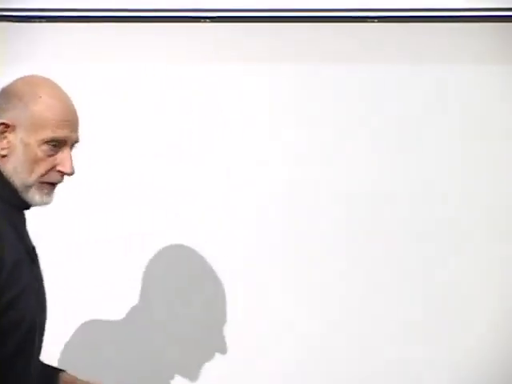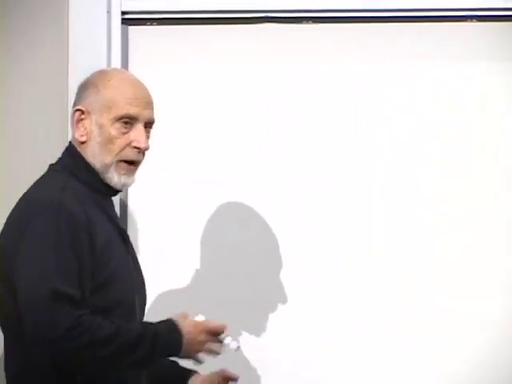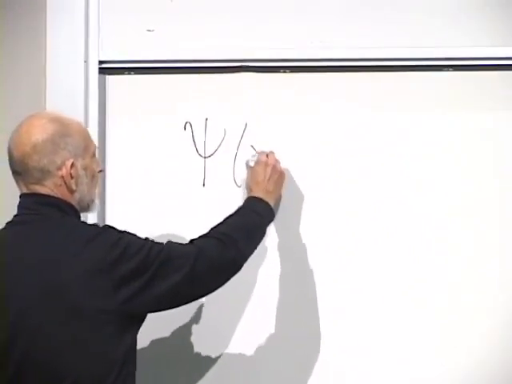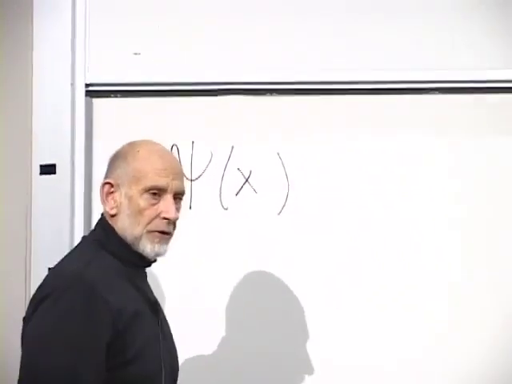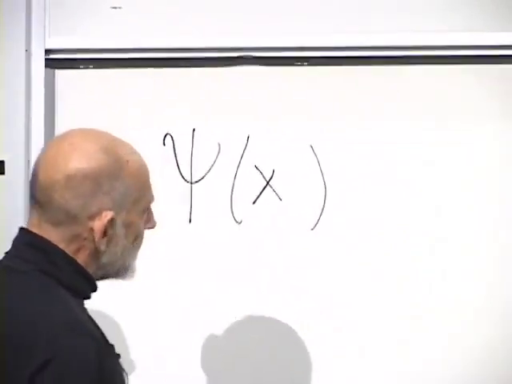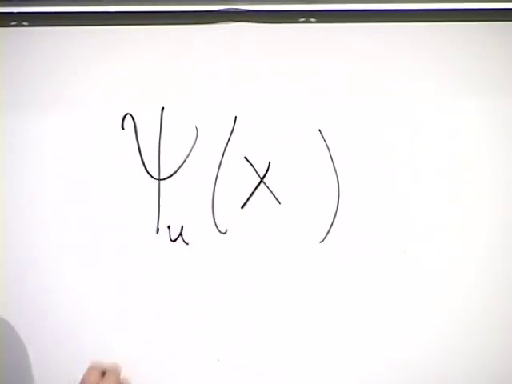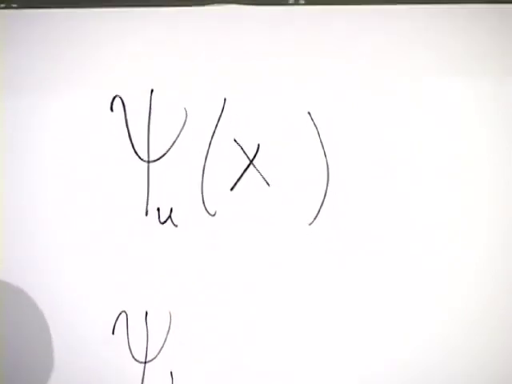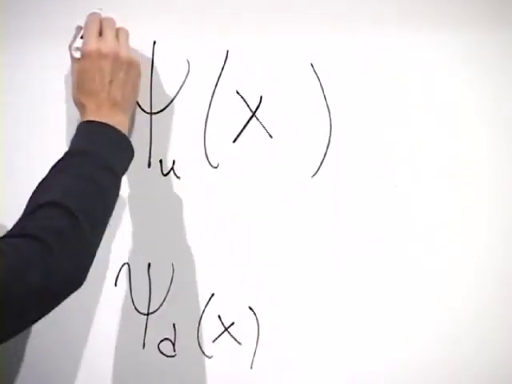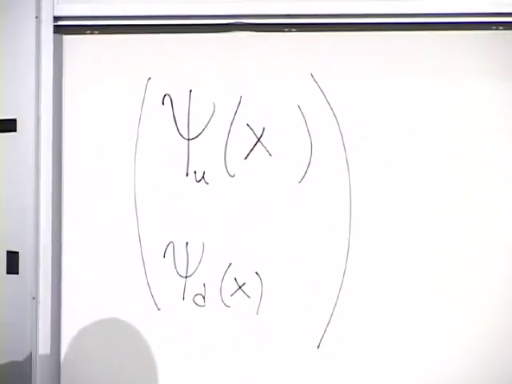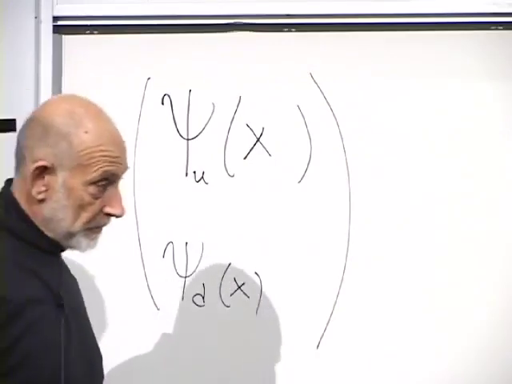So let's imagine that now the electron is free to move around. The full state of the electron is described not just by a simple function of x, but by two functions of x. Let's call them psi up and psi down of x. And if we like, we can make a symbolic notation where we put them in a column.